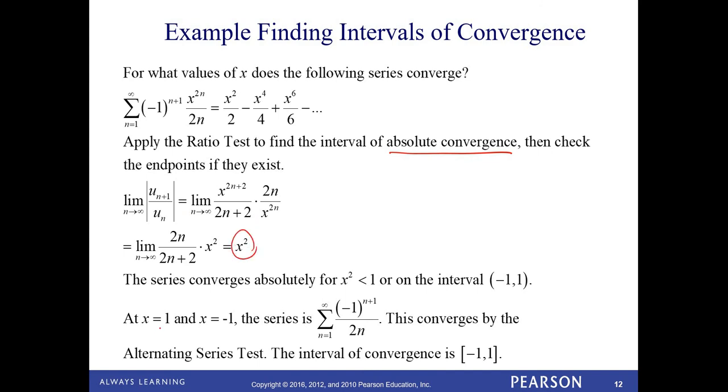This simplifies down to x squared. The series converges absolutely for x squared less than 1, or the interval -1 to 1. The question is, what happens at those endpoints? At x equals 1 and x equals -1, the series is this. This converges by the alternating series test. So I can say that -1 and 1 are included in my interval of convergence.